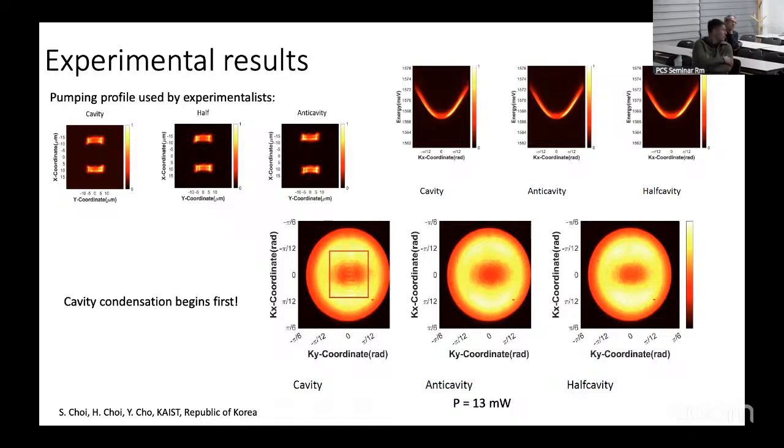So it starts with 13 milliwatts for cavity, and for anti-cavity and half cavity it is about 15 or 16 milliwatts. This effect is observable, but it's quite small. But this effect was captured by experimentalists, and we had to explain it and simulate it, and so on.